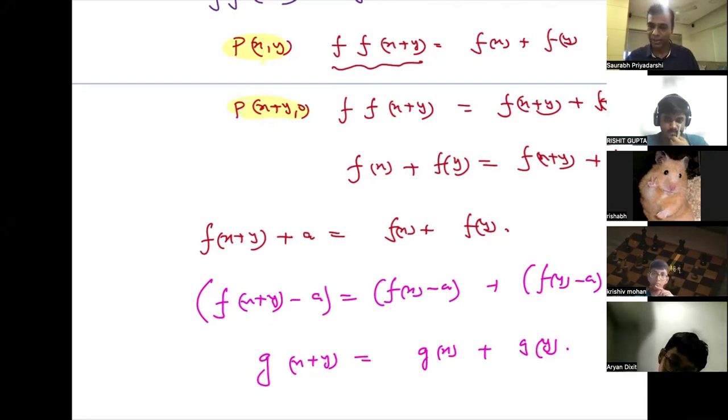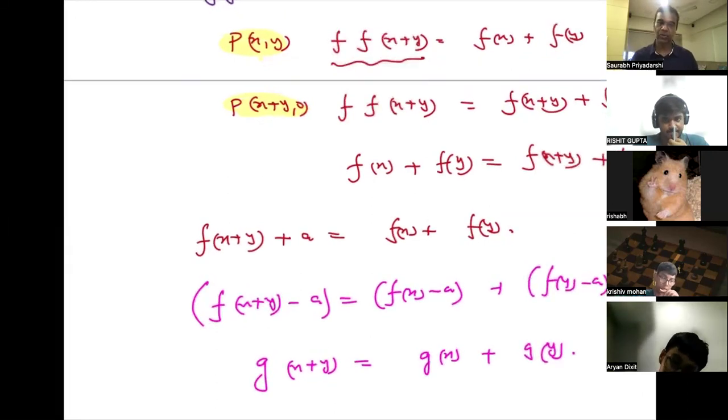Okay. One last one, please. Just note down this, then I'll go for the last one.